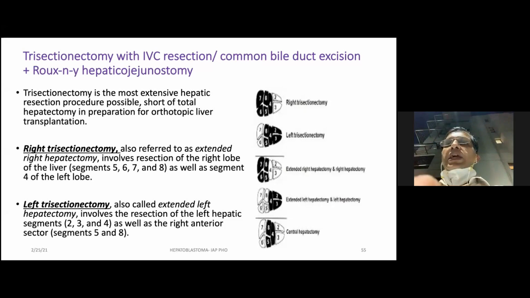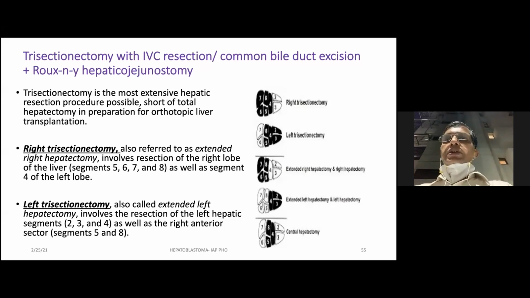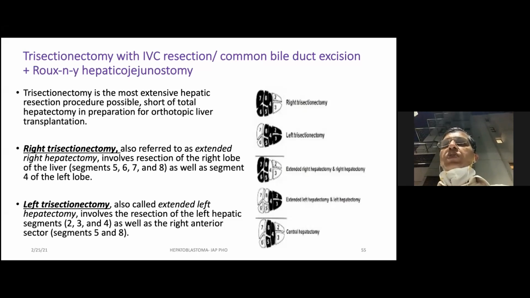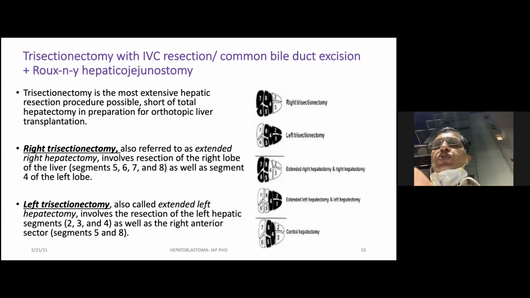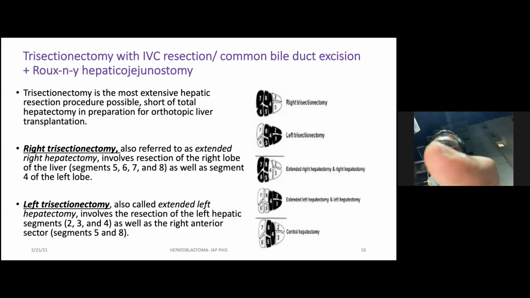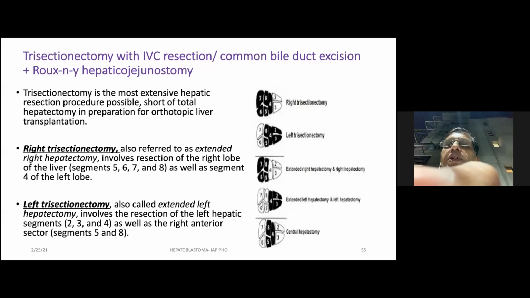Like in the right, sorry, can I come back to the slide? Yeah. Like if you have a right trisectionectomy, you remove segments 5, 6, 7, 8. Along with that, you remove lobe 4. Similarly, if you have a left trisectionectomy, you remove 1, 2, 3, 4. Along with that, you remove a part of the right lobe, that is 6, 5, and 8. So trisectionectomy is nothing but removing a part of the extra corresponding lobe.